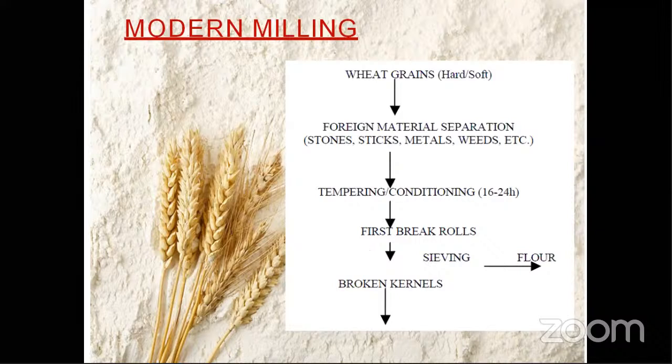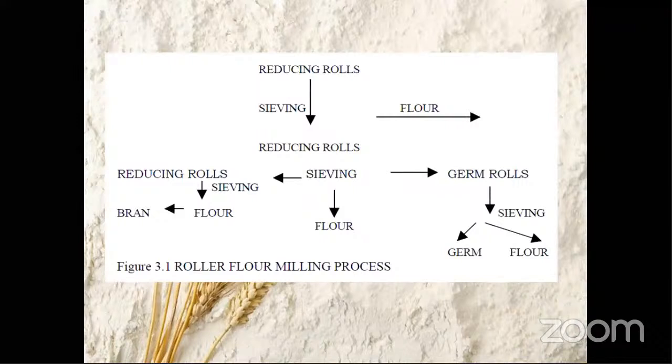These break rolls help in opening the grain in line with the crease, and then the scraping of the endosperm, and they help in separating the bran and the germ, and the endosperm comes to us separately. After that, whatever fraction we get is passed through the reducing rolls. It is again a set of rolls, as the name suggests, reducing. Reducing means we are going to decrease the size of the particles. So from that, we will get the flour.